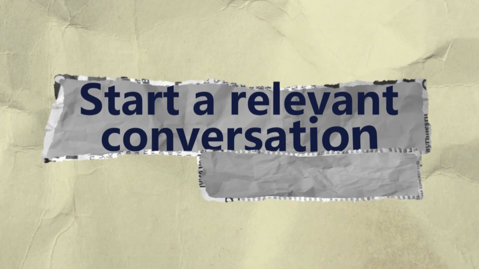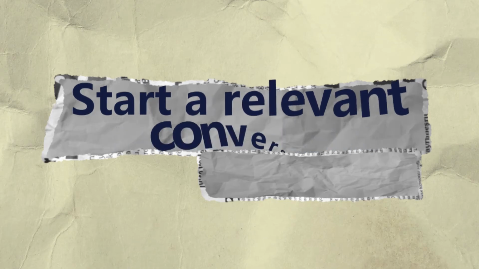Today we're going to teach you a tip to help you make small talk in English. And a great place to start when making small talk is by starting a relevant conversation. Relevant is kind of a big word. What does that mean? Well, being relevant means that something is connected to the matter at hand.